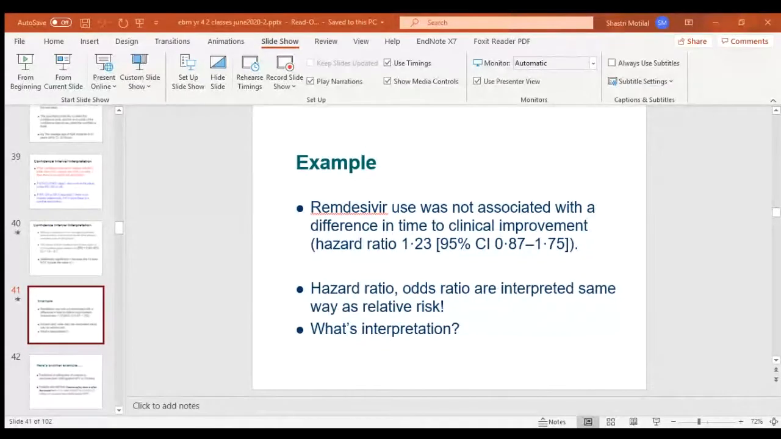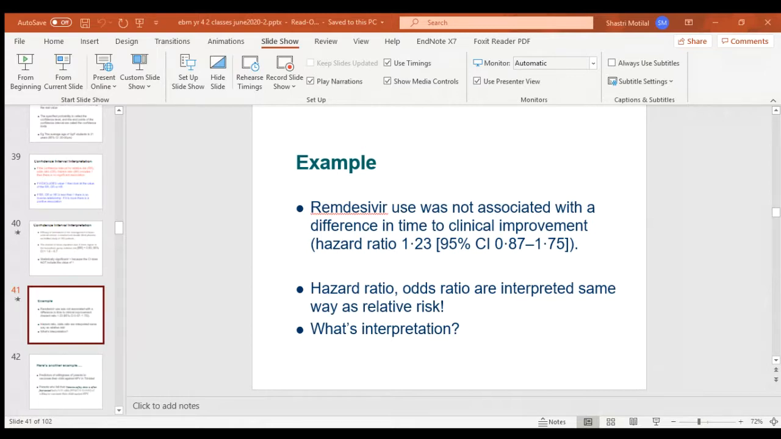So that means if we were to repeat this study 100 times, I'll spell it out in words what it means. If we were to repeat this study 100 times, which nobody is probably going to do, we're going to get a hazard ratio. Sometimes we'll get a hazard ratio of 0.9. Sometimes we'll get a hazard ratio of 1.2. Sometimes we'll get a hazard ratio of 1. 95 out of 100 times, we'll get a hazard ratio within that range. But that range includes the value 1.